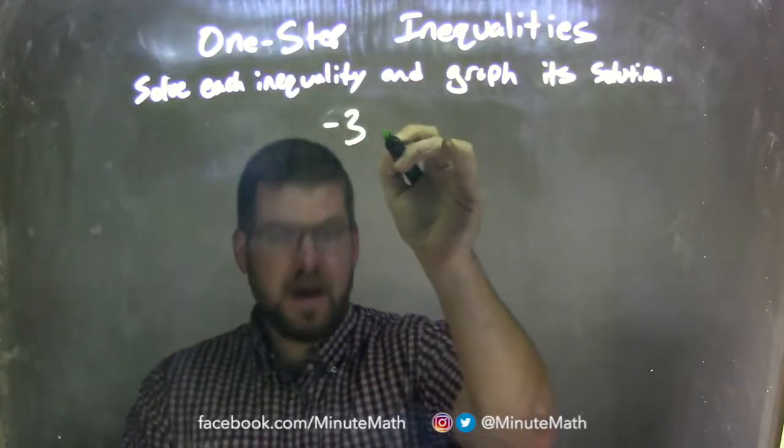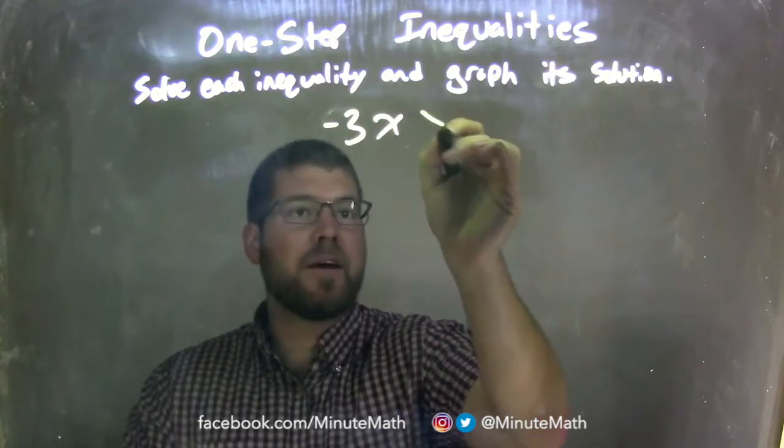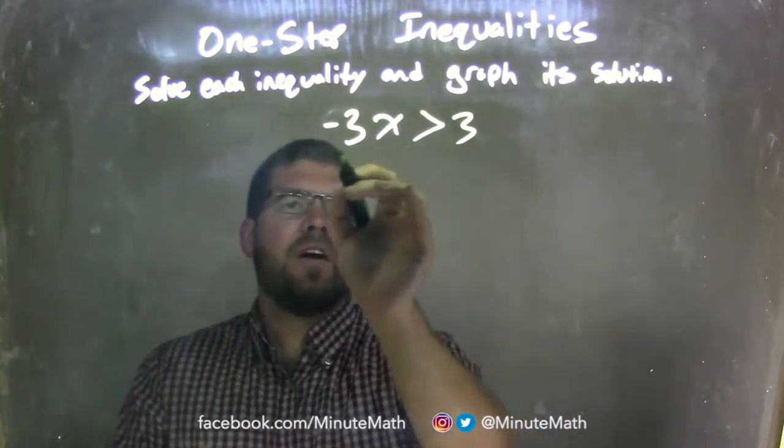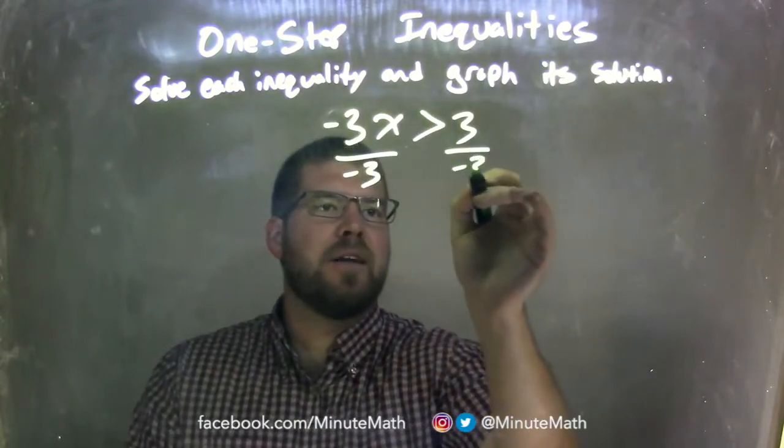Negative 3x is greater than 3. Well, first thing I need to do is get x by itself. So I'm going to divide by negative 3 to both sides.